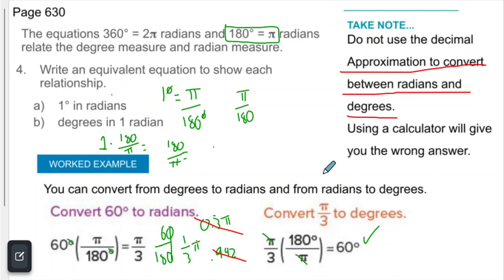And I'm going to get 57.296 degrees. So 1 radian is much bigger. It's 57.29 degrees.